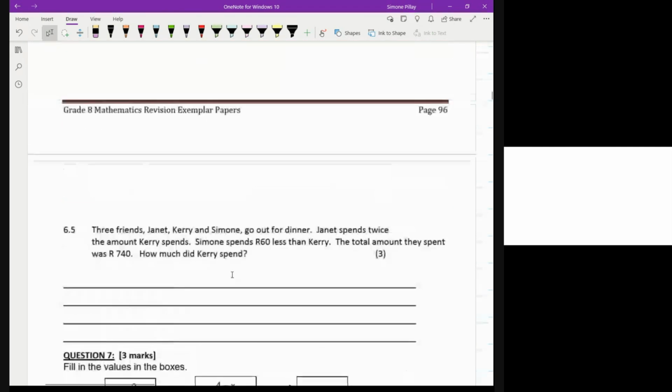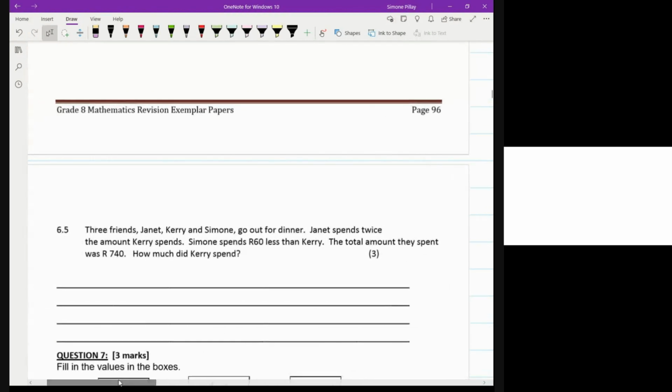We now have, oh my gosh, I didn't even read this question. Okay, let's see what I'm doing here. 3 friends, Janet, Carrie, and Simone, go out for dinner. Janet spends twice the amount Carrie spends. Simone spends 60 Rand less than Carrie. The total amount they spent was 740 Rand. How much did Carrie spend? Okay, a lot of info.